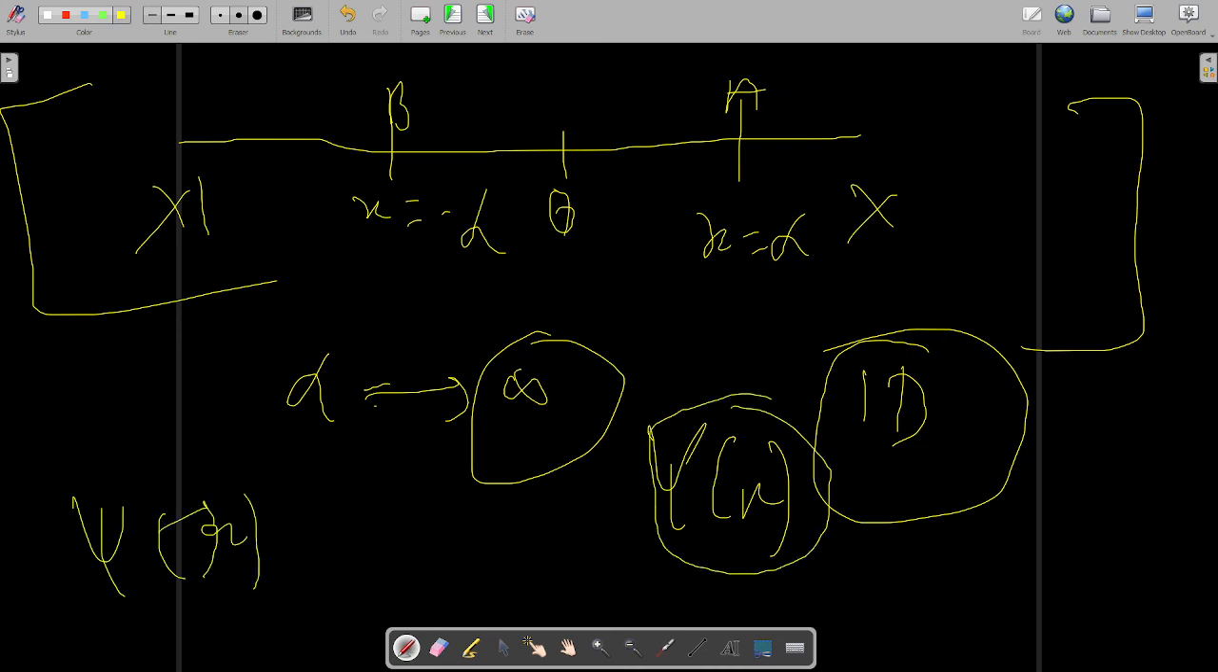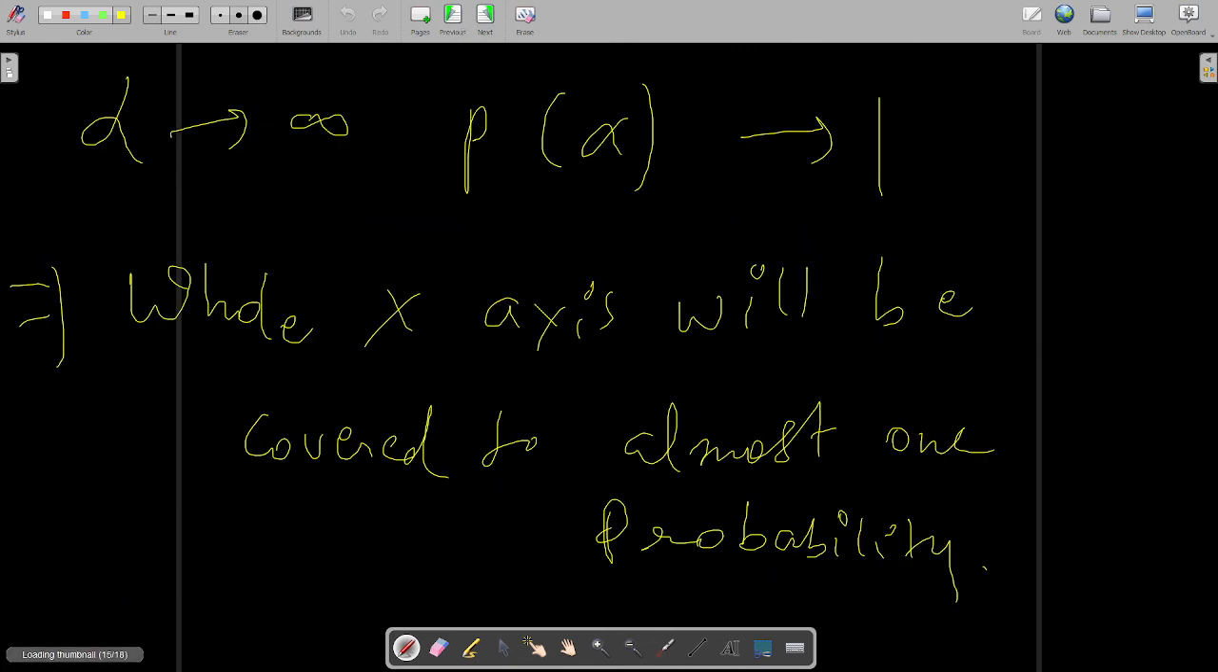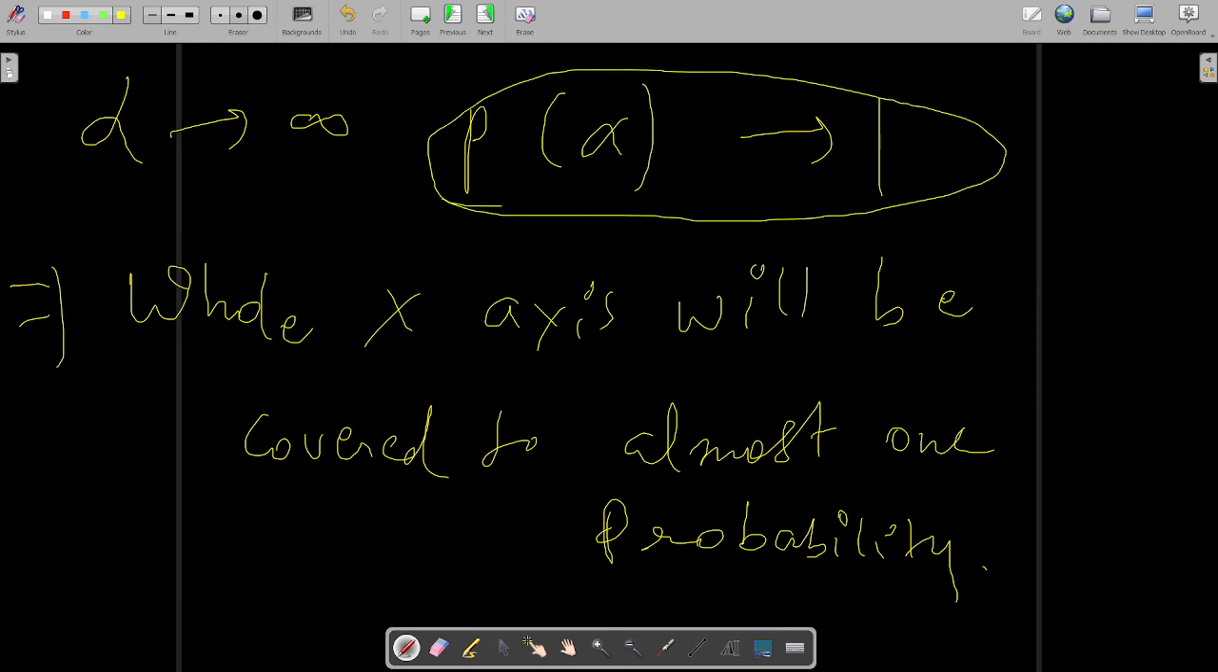So the probability of finding the particle on this x-axis will be 100%. Now alpha tending to infinity simply means that you are taking the entire x-axis. As you are taking the entire x-axis, the probability must tend towards 1. So the probability of the particle will tend towards 1, and that is the thing which has been written over here. Whole x-axis will be covered, so almost 1 probability, right? So this is the thing.